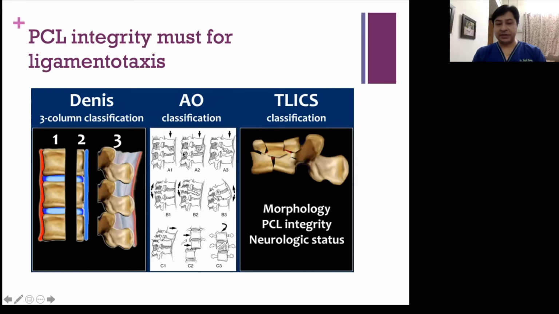So if you put it in the classification, for A1, A2, A3, B1, you can use this ligamentotaxis principle and percutaneous MIS fixation. But anything beyond B2, B3, you need to be careful, because if your posterior tension band and PLL are gone, this principle is not likely to work, and you need to think of maybe a long segment fixation, adding a direct decompression, and all those things. So when you're using these MIS fixations in traumatic cases, the case selection is very, very important.